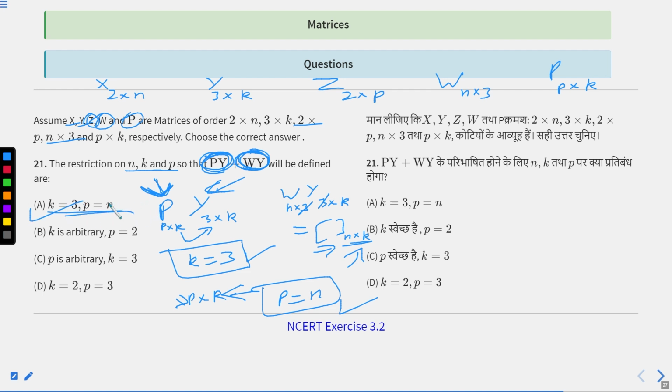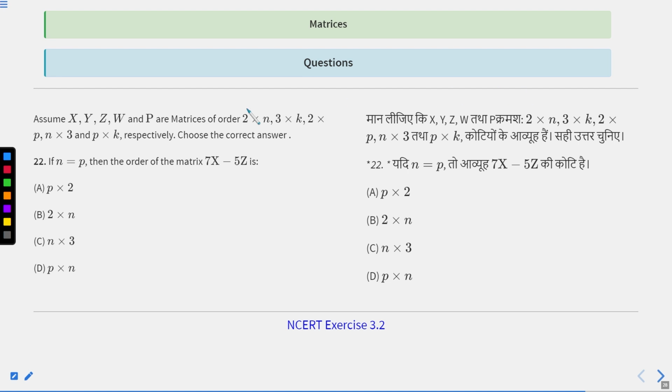Okay, let us move to the last question of this NCERT exercise 3.2. X is of order 2 cross n, Y is order 3 cross k, Z is order 2 cross p, W is order n cross 3, and P is order p cross k. If n is equal to p, we have to find the order of this matrix.